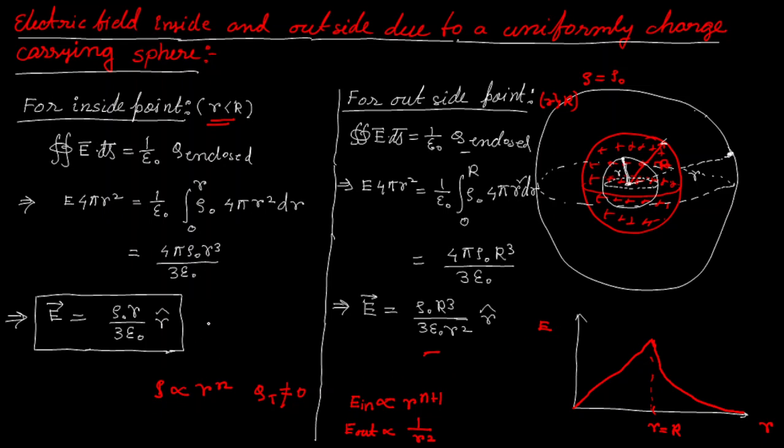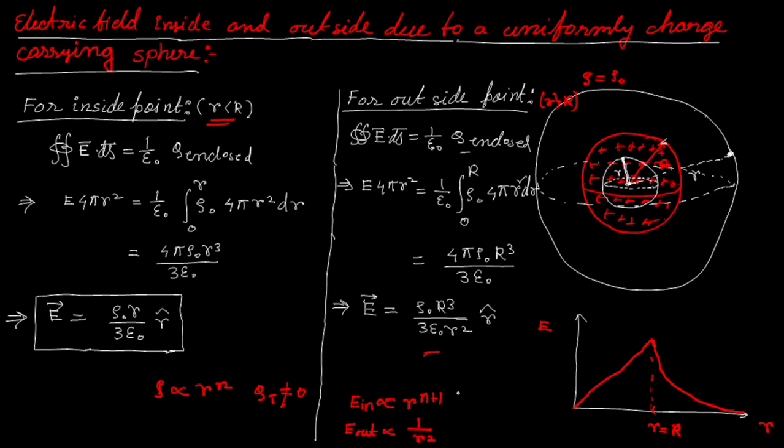Okay, so that means if rho is proportional to r cube, then inside, the electric field will be proportional to r to the power 4, and outside it will always be 1 by r square. But for that, the total charge should be non-zero. If the total charge is 0, then the outside electric field will also be 0. There will be no variation of electric field.